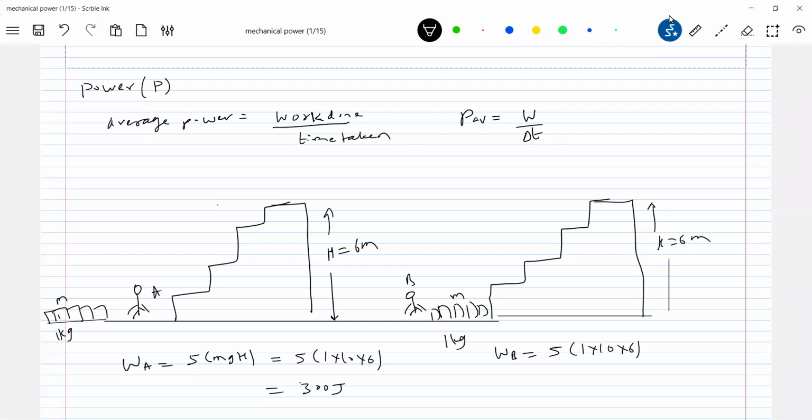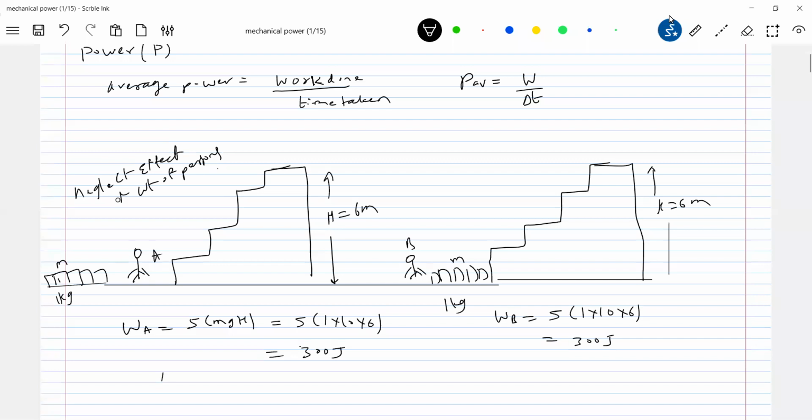Person B also does the same work, and how much energy does he have to spend? 300 joules here, neglecting the effect of the weight of the person. Then the first person, let him take a time of say around 5 minutes, and this person will take 2 minutes.